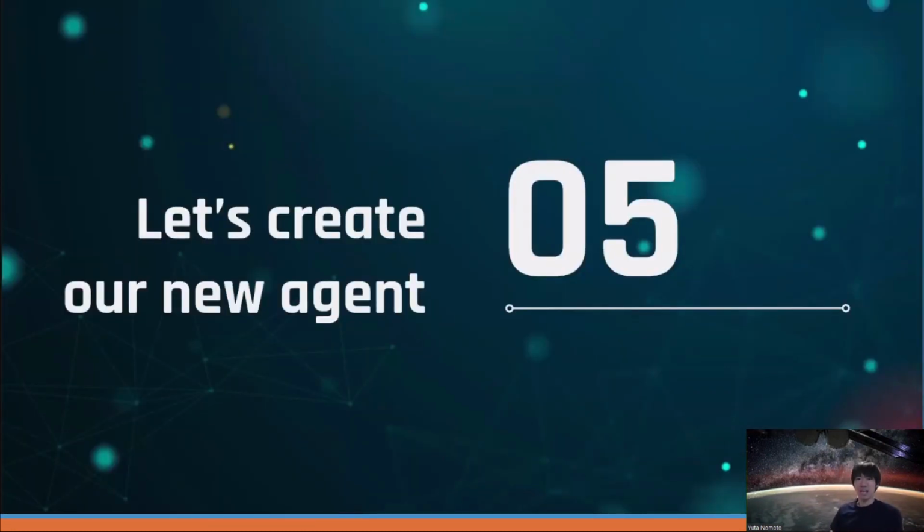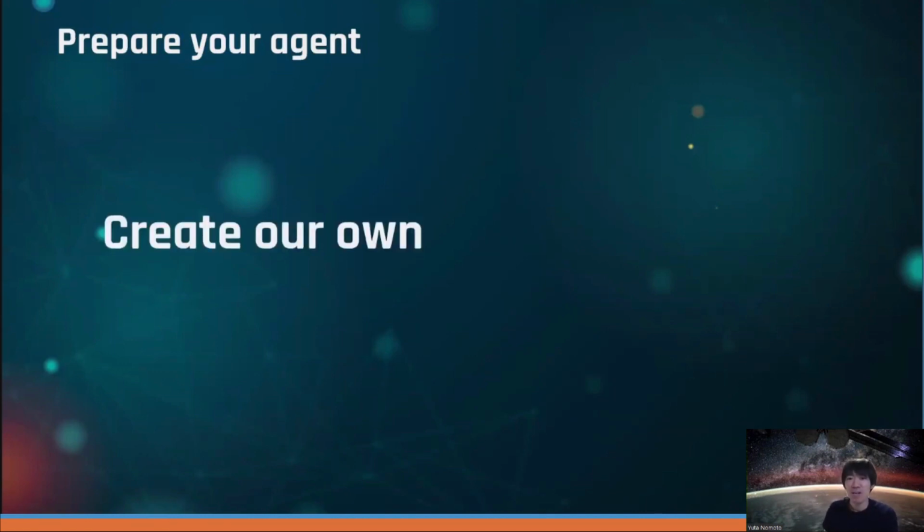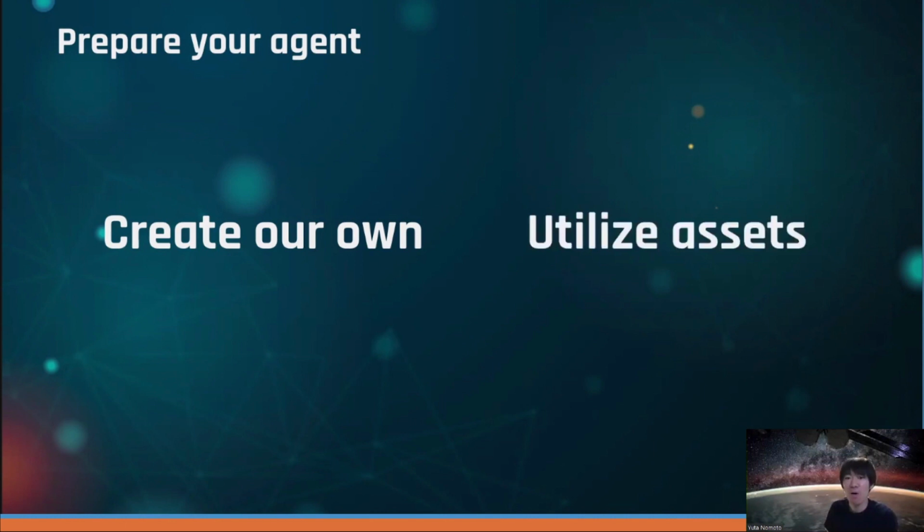So next is our turn. Let's make our original entity and make it learn. When preparing our agent, there are two ways. First is creating our own 3D model from scratch using software other than Unity. Or the other way is to utilize 3D model assets Unity has. Because creating a 3D model is not today's theme, let's utilize the assets.